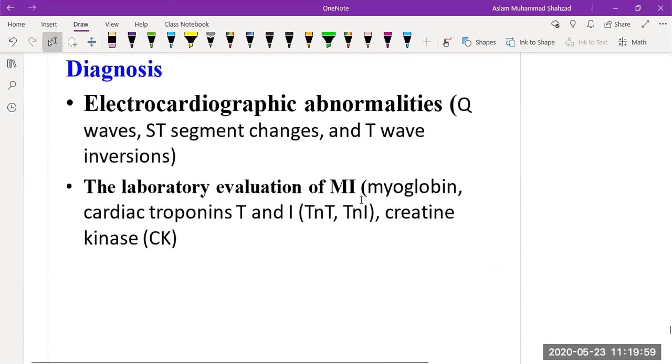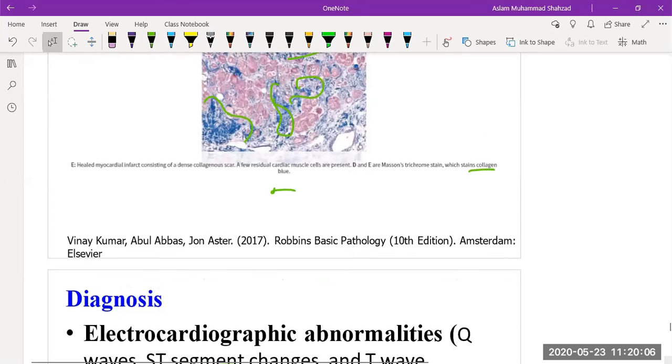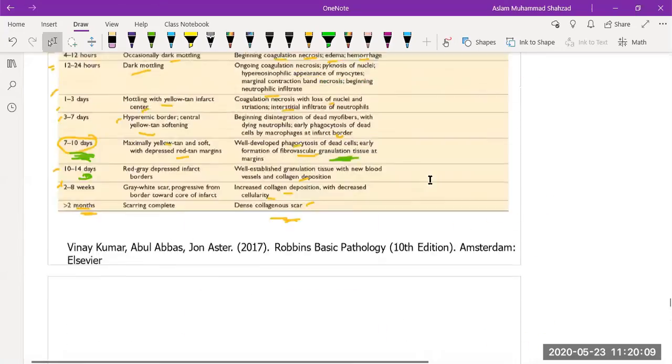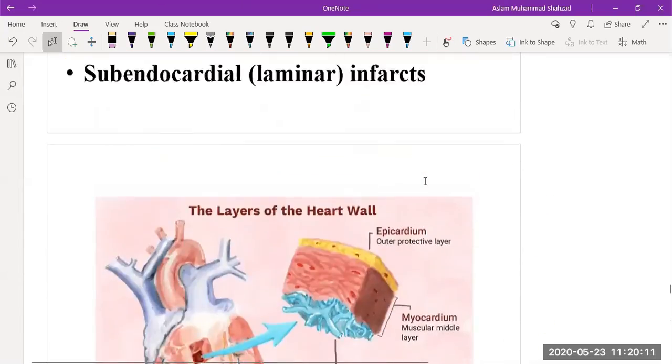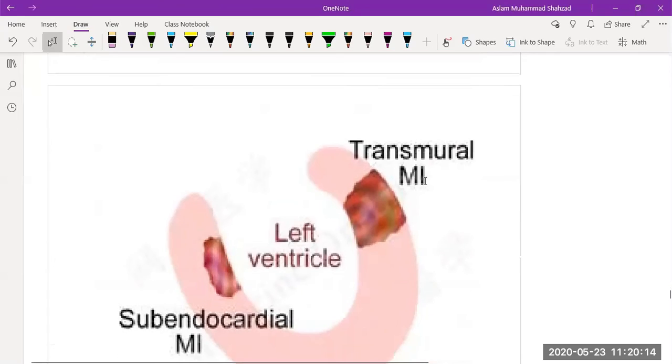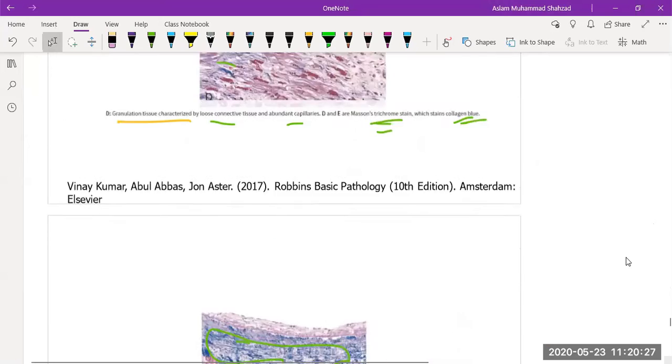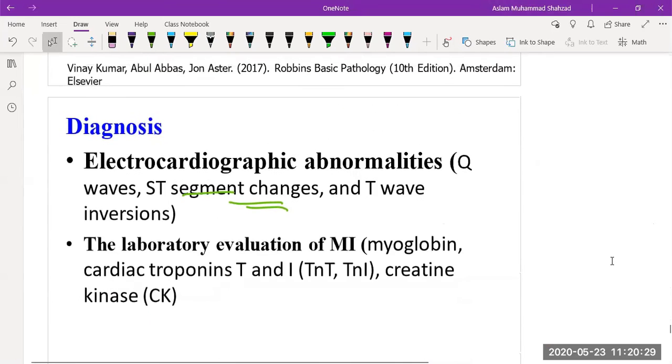How can we diagnose? I already mentioned that ST segment changes are very important, and I discussed in my previous slide, I will go back and explain. There will be an increase of the ST interval in transmural, whereas in the subendocardial, the ST interval is not enhanced. So you can see that the ST interval can be helpful for determining the type of the myocardial infarction, or we can find out through Q waves or T wave inversions.